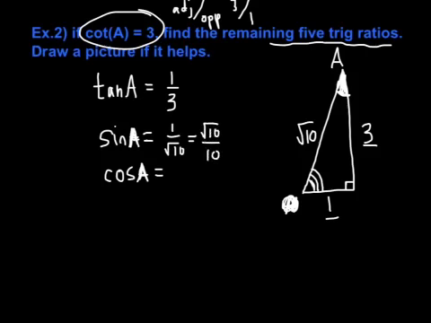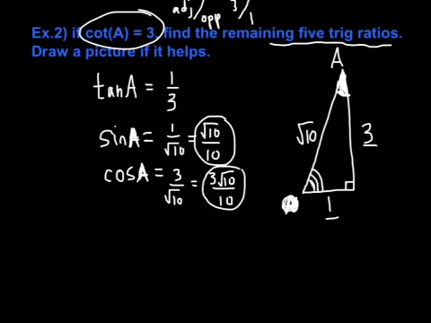That would be square root of 10 over 10 after multiplying numerator and denominator by square root of 10. We also have cosine here. We can write that as the adjacent compared to the hypotenuse. Again, rationalizing that denominator, 3 square roots of 10 over 10 would be the simplest radical form. And we are missing how many ratios? We have 1, 2, 3, 4, 5. We're missing 2 more. So cosecant.